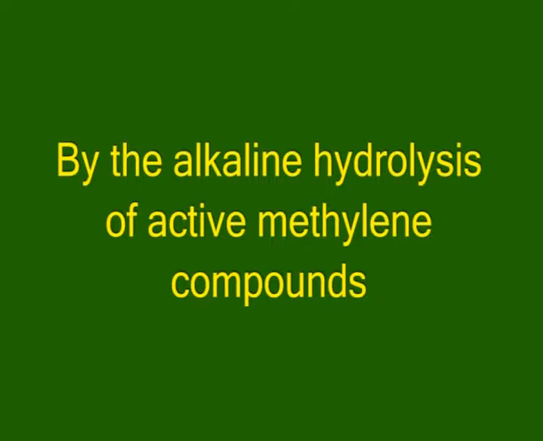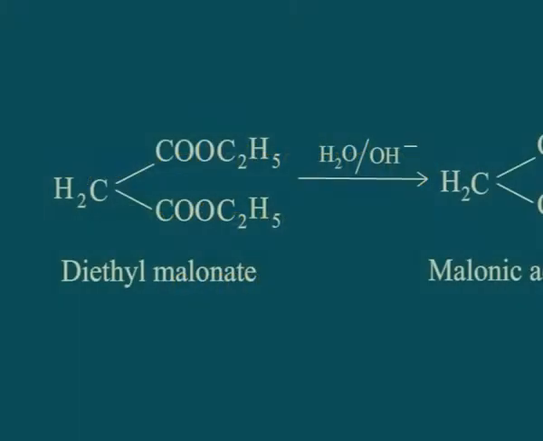Children, we will now learn about preparation of carboxylic acids by the alkaline hydrolysis of active methylene compounds. Active methylene compounds have a methylene group sandwiched between two electron withdrawing groups such as carbonyl groups. Alkaline hydrolysis of these compounds leads to the formation of acids as the final product. Let us have a look at an example shown on the screen.